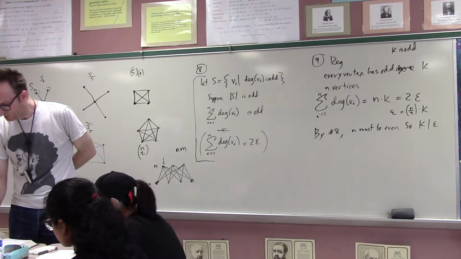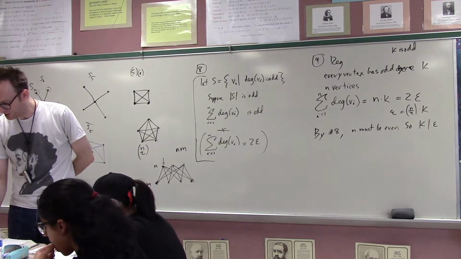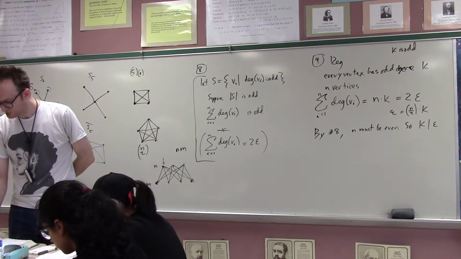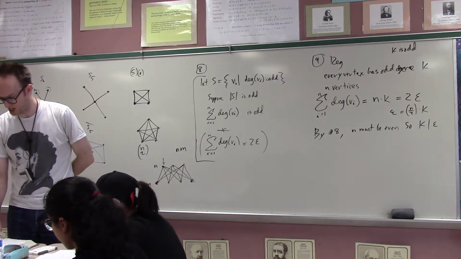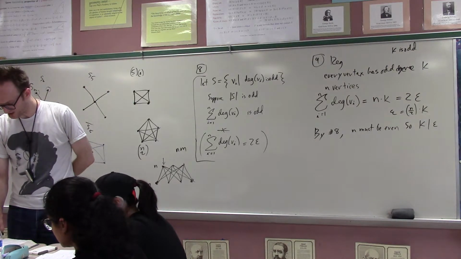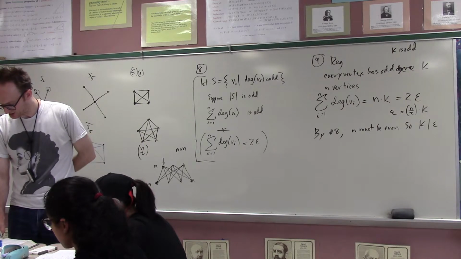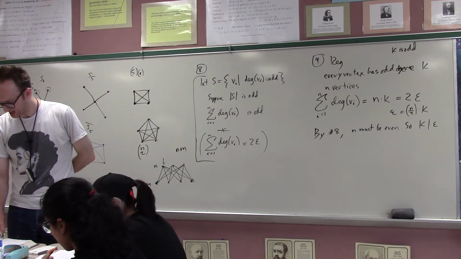How many edges are there in the complement of G? This is also easy, right? It's just n choose 2 minus epsilon. Done. That was 12. 14. If G has 10 edges, do we need to do this? No. G has 10 edges, and the complement of G has 5 edges.